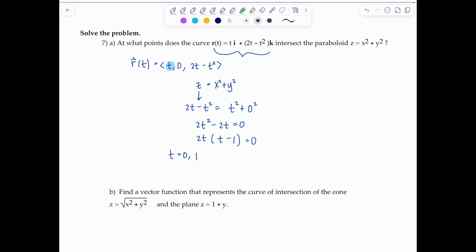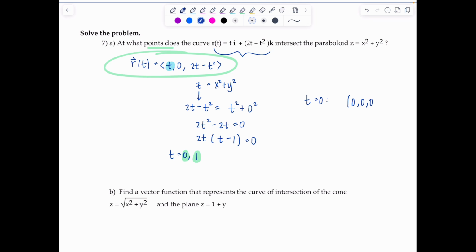From here, we have to figure out the points where the curve intersects the paraboloid. So how would you do that? I need an x, y, z coordinate that corresponds to each of these values of t. I think the cleanest thing is just come back to this vector valued function. So if t equals 0, we get the point 0, 0, 0. And then if t equals 1, we get the point 1, 0, 1. And that's it. That's all there is to it.